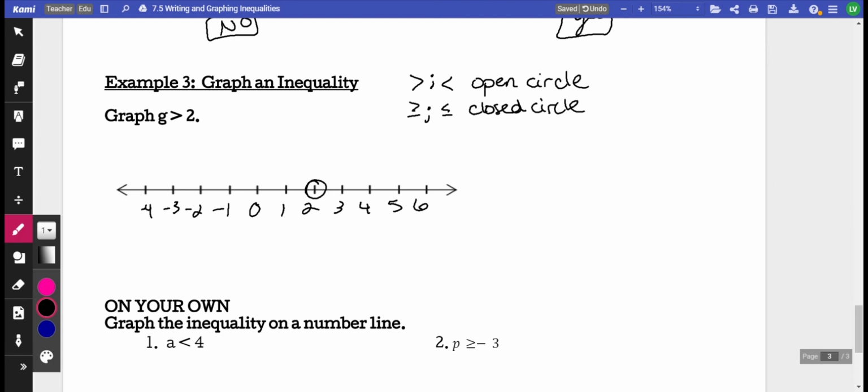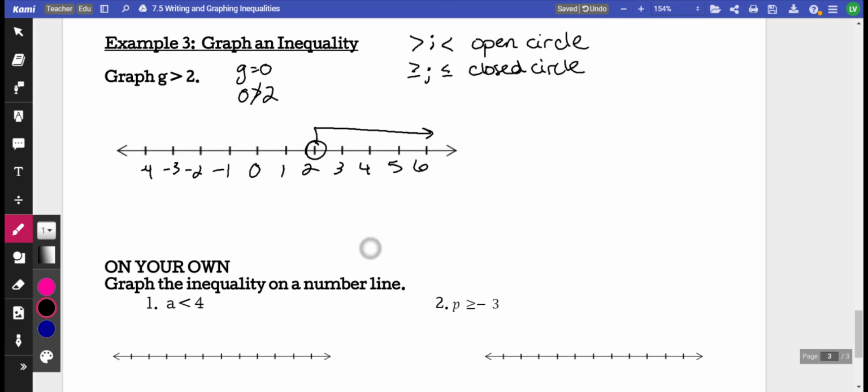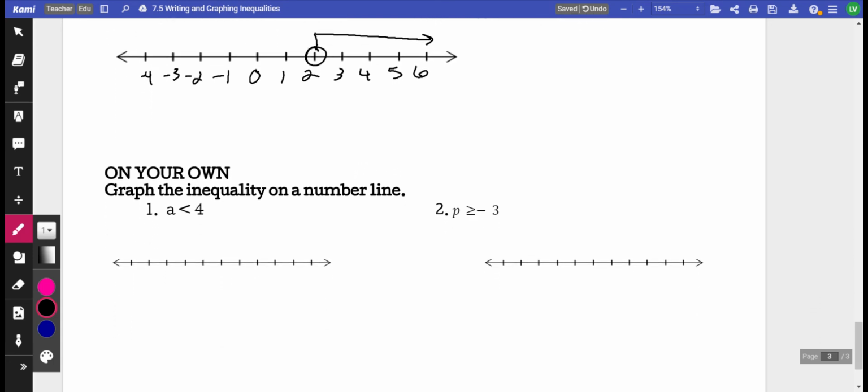And then I want to put some numbers in to test it. If I were to say g equaled 0, and I put that in and said 0 is greater than 2, that's not true. So any numbers that are on the same side as 0 are not true. So I want to go in the opposite direction, which means going to the right. So try these two on your own. I want to graph the inequality A is less than 4.